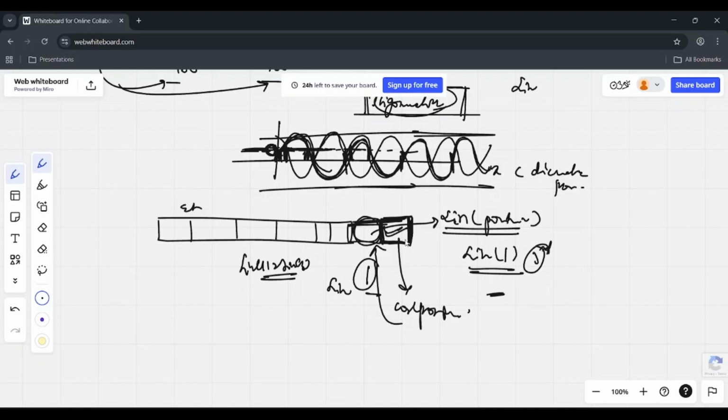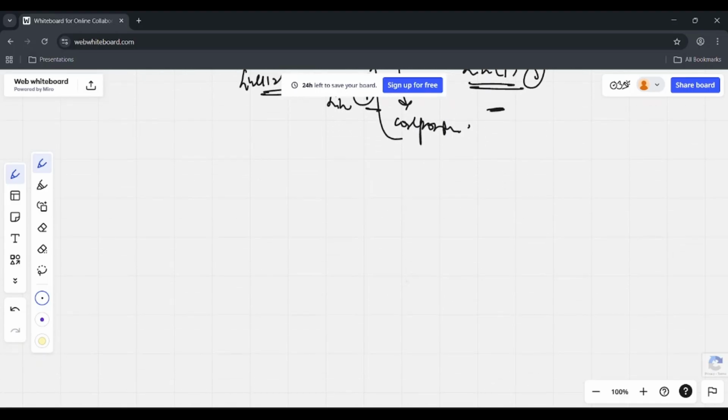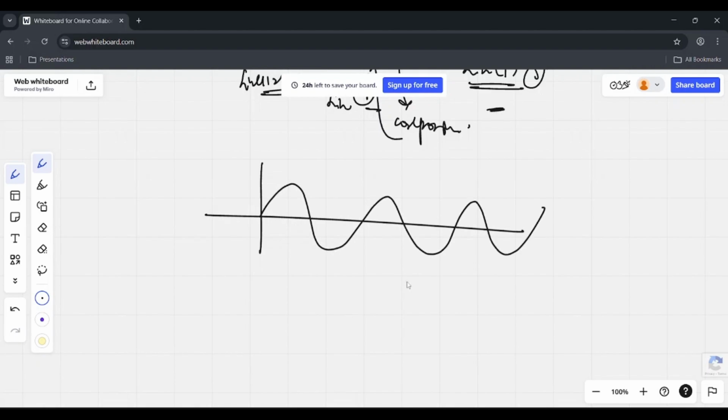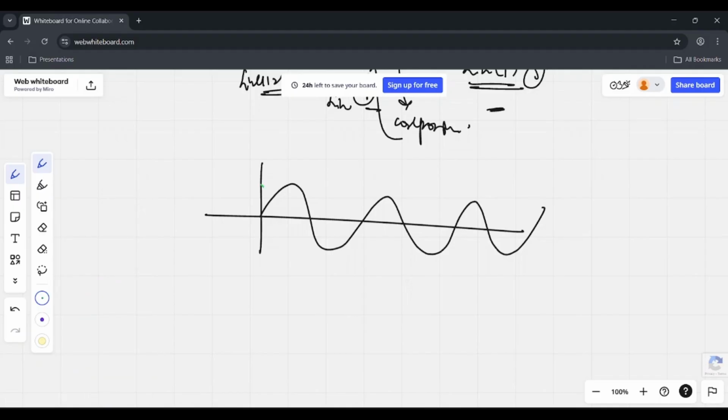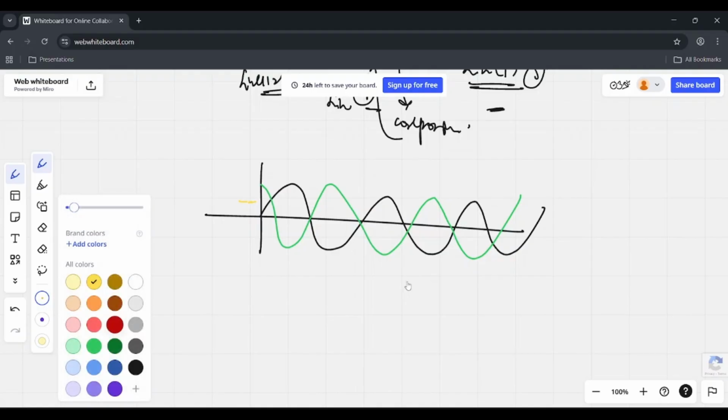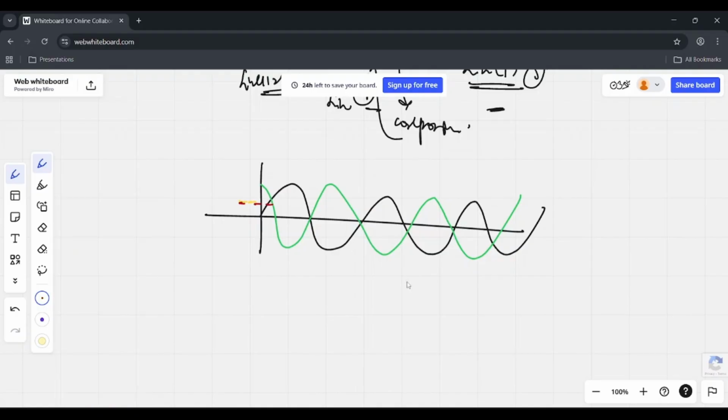Not this frequently. If I just draw this graph more clearly here, then this is your sine graph. Let me pick another color to make the difference clearer. This is our cos graph. Okay. Now, if I draw a line here, let's say this color is not visible. Okay. Let's say this is the line that I am drawing. Okay. This is the line that I have drawn.